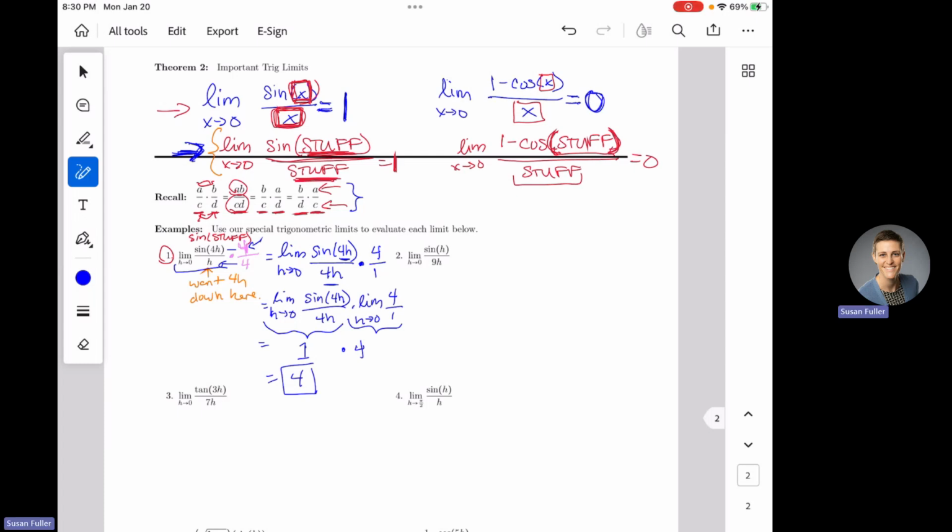We just have to reorganize and multiply by a form of 1 to make it look like the sine of some stuff over that same stuff, or 1 minus the cosine of some stuff all over that same stuff that's stuck inside the cosine. All right, so let's try this again. Number 2. I have the limit as h goes to 0 of the sine of h over 9h.